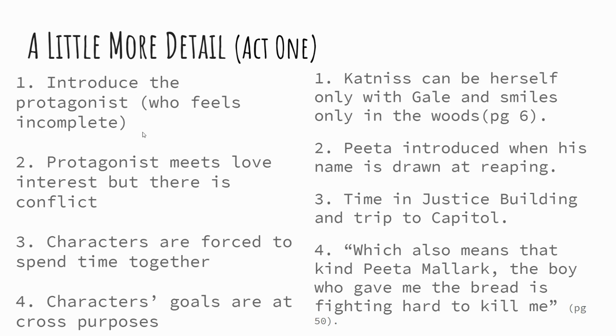The second love interest is drawn at the reaping, and because it's going to be the Hunger Games, we know that they're going to have to wind up killing each other, which leads us to point 4. Characters' goals are going to be at cross purposes. And then they are forced to spend time together, whether it's at the Justice Building or on the train trip to the Capitol or while they're training. All of those things are times when they are forced to be together. And we already touched on cross purposes. Hunger Games means that they are going to be asked to fight to the death.